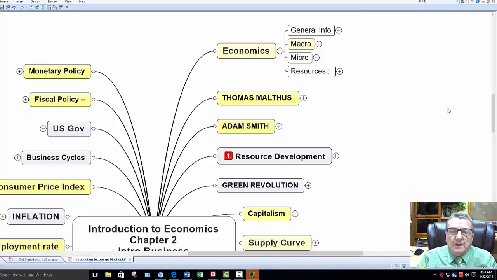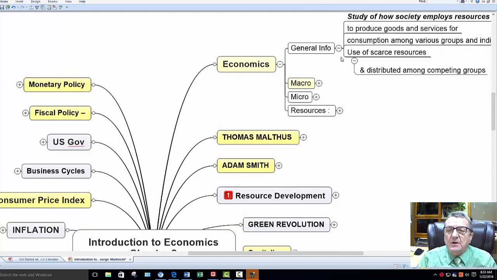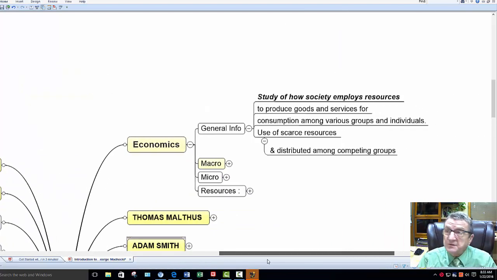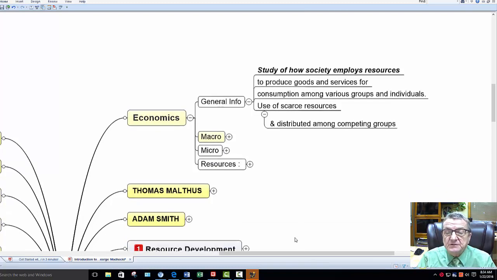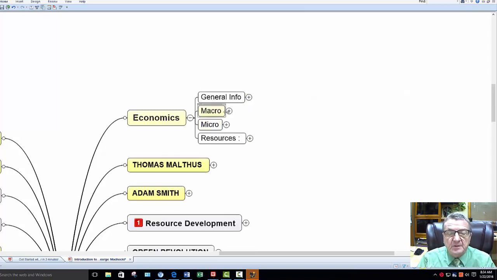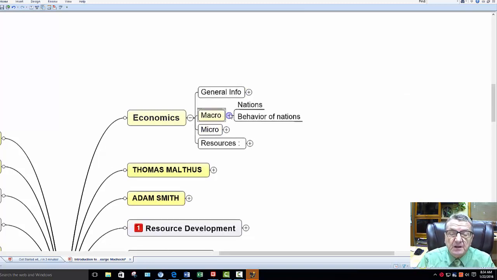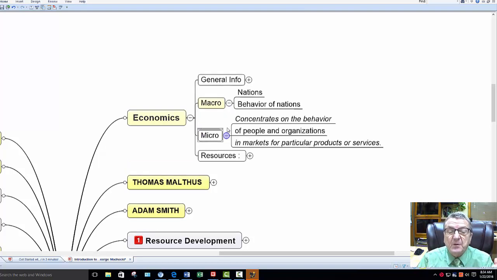So the first thing is just general information, and I've talked about that. When you're doing your exams or studying or you have to take the quiz, your midterm and your final, you at least have it. Economics studies how society employs scarce resources to produce goods and services for consumption amongst various groups of individuals, and distributes them among competing groups. That's the general information about basic economics. Now we talked a little bit about macro. Macro is how nations behave. Micro is how people and organizations behave.